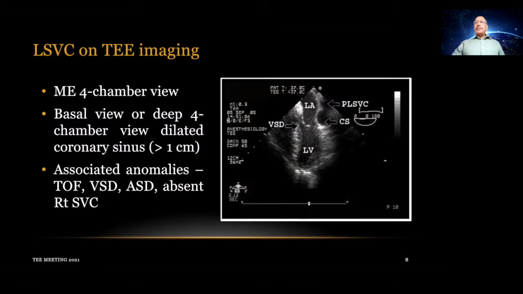So just to repeat again, you visualize or image the left SVC in the mid-esophageal four-chamber view. You look for the coronary sinus in the same view or deep four-chamber view, and if the coronary sinus is dilated and measures more than 1 centimeter, that indicates the presence of left SVC. Now there are several anomalies like tetralogy, VSD, ASD that are associated with left SVC.